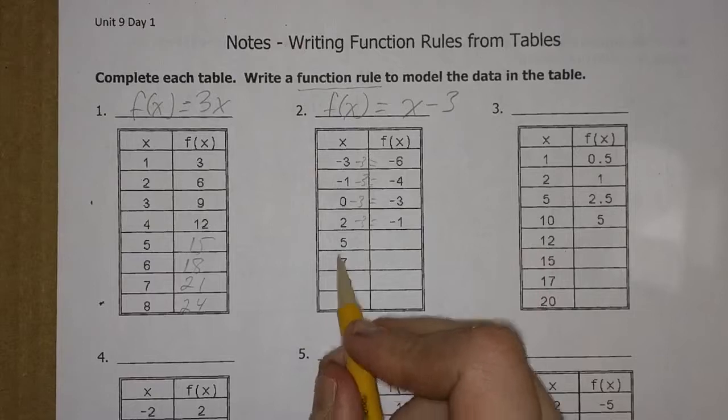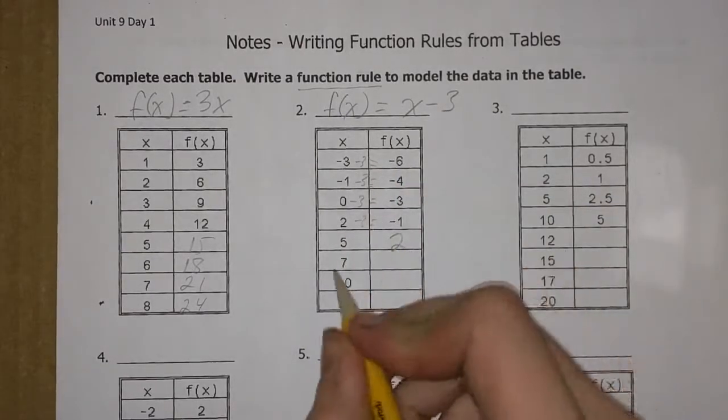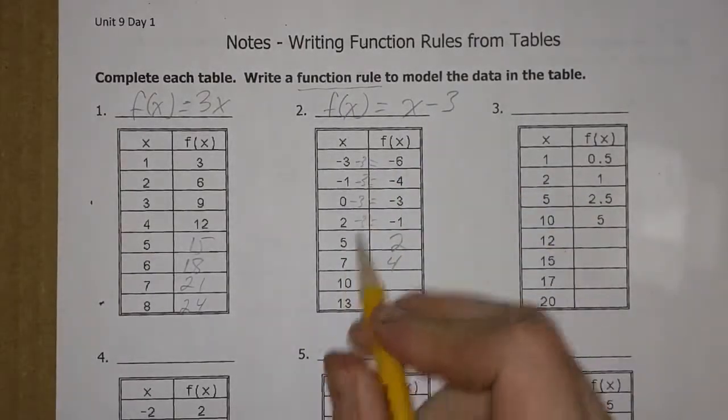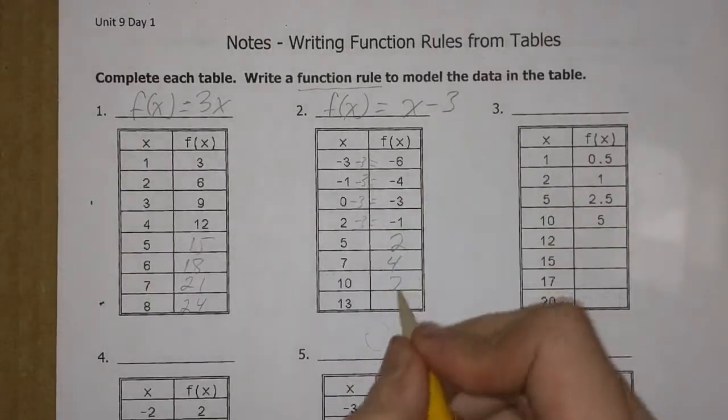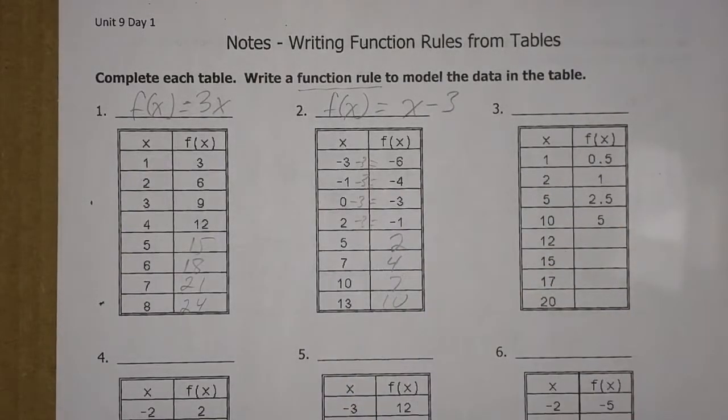So let's continue that. 5 minus 3 is 2. 7 minus 3 is 4. 10 minus 3 is 7. 13 minus 3 is 10.